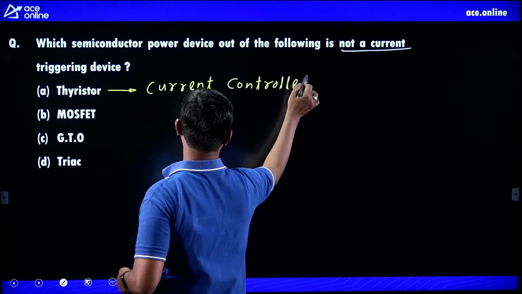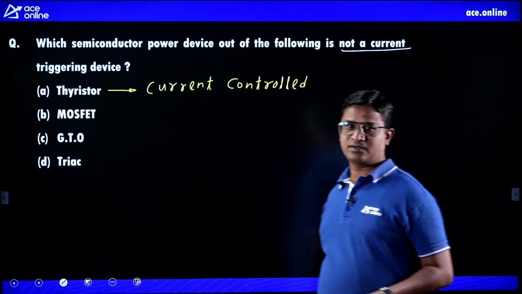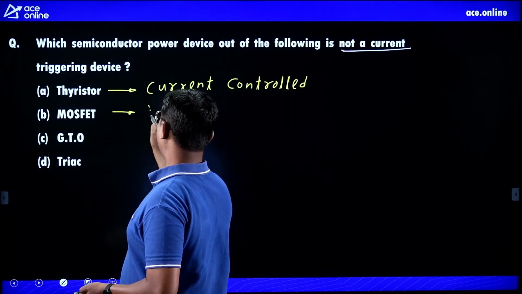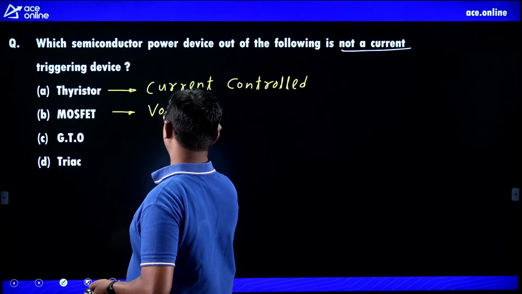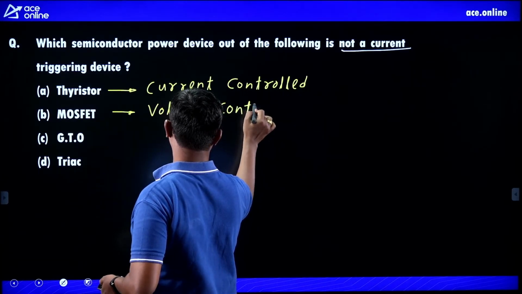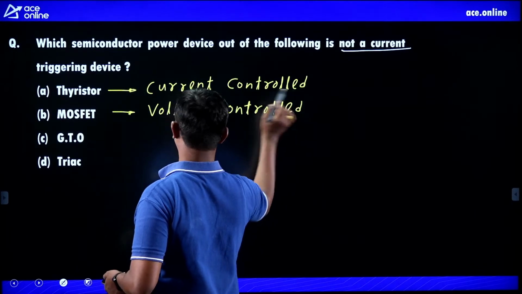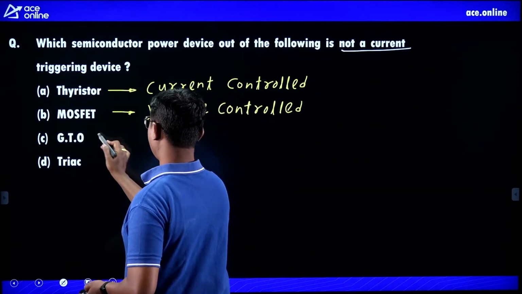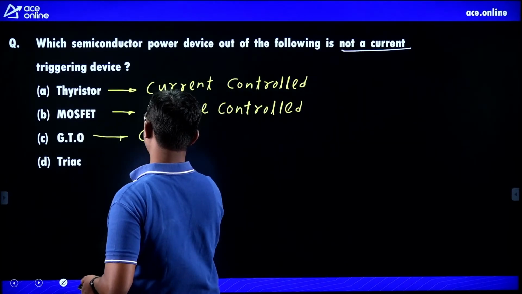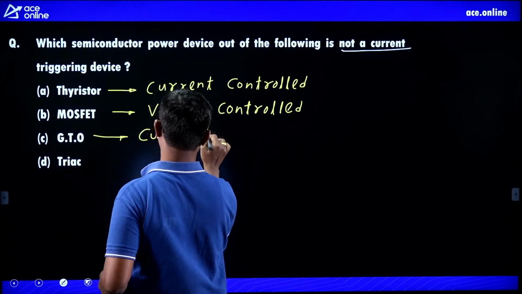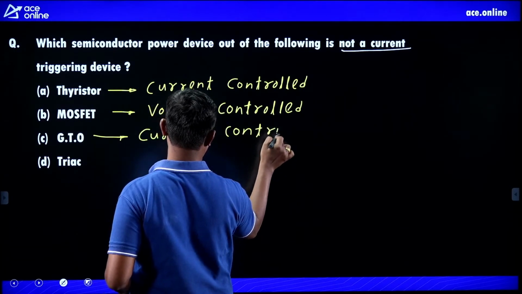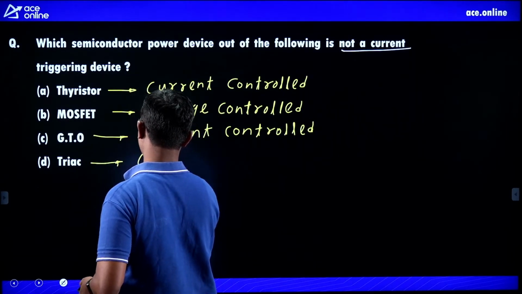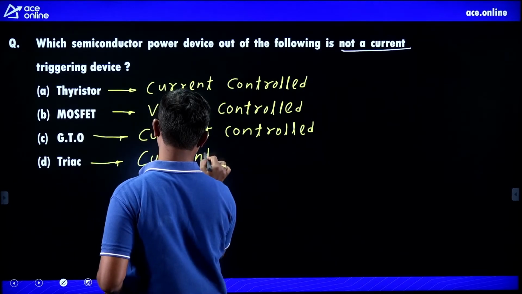Which current controls the SCR's operation? Gate current, okay? So SCR is current controlled. MOSFET is voltage controlled. GTO, gate turn off, is also current controlled. Gate current controls the GTO's operation. Triac is also current controlled, no?